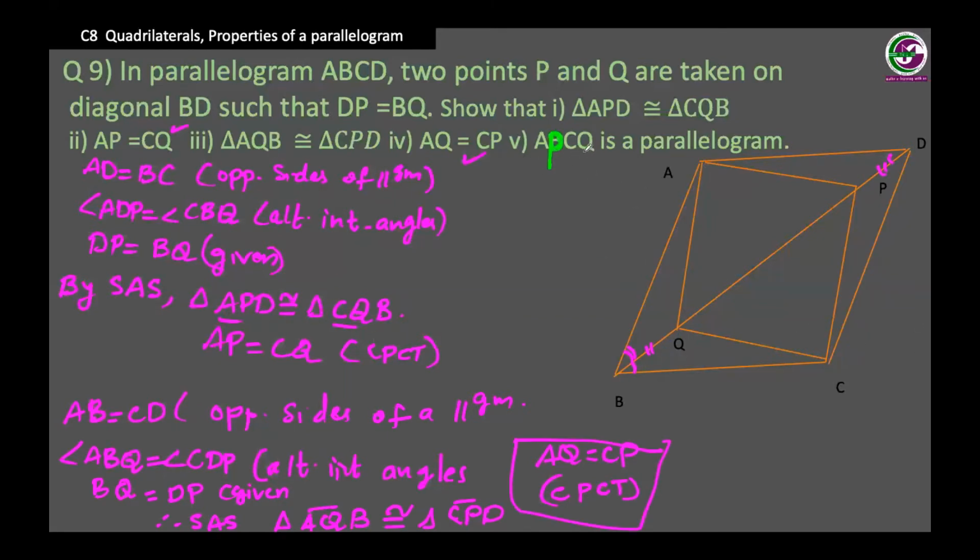Next, we have to show that APCQ is a parallelogram. For that, we already have AP is equal to CQ from part 1. So AP is equal to CQ and AQ is equal to CP. Since both pairs are equal, that is a parallelogram. Therefore, APCQ is a parallelogram because both pairs of opposite sides are equal.